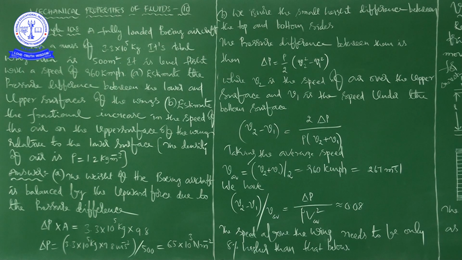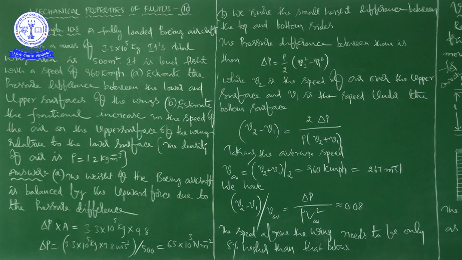A. The weight of the Boeing aircraft is balanced by the upward force due to the pressure difference. This is the statement you can write conceptually. So what can we write? The mass is multiplied with 9.8 to get the weight. So 3.3 into 10 to the power of 5 kg into 9.8. On this side, the left hand side, delta P into A.